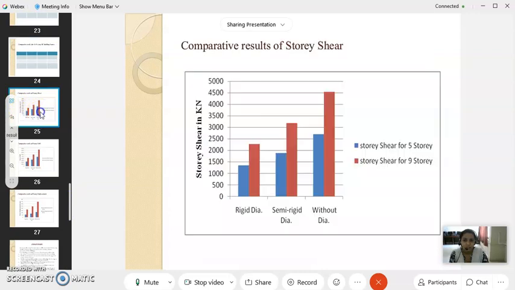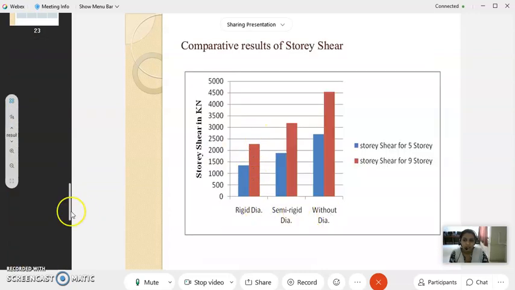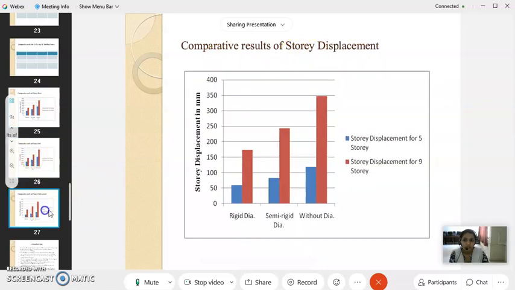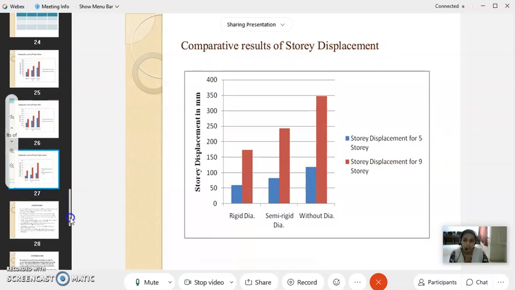And this is the graphical representation. This is for rigid diaphragm, semi-rigid diaphragm and without diaphragm. This is the story shear, this is for the story drift and this is for the story displacement.